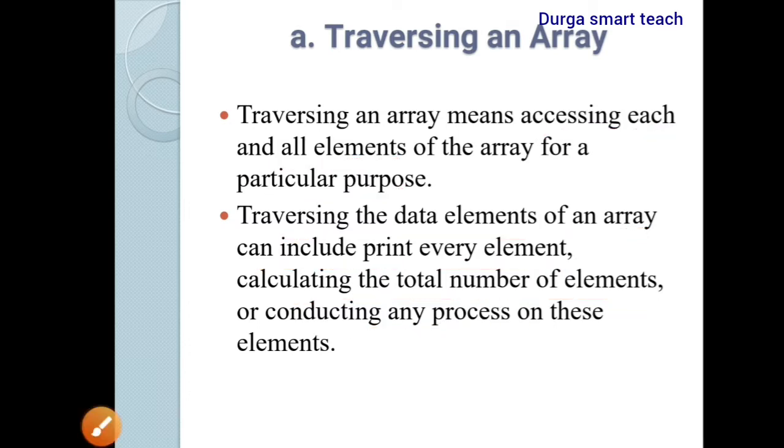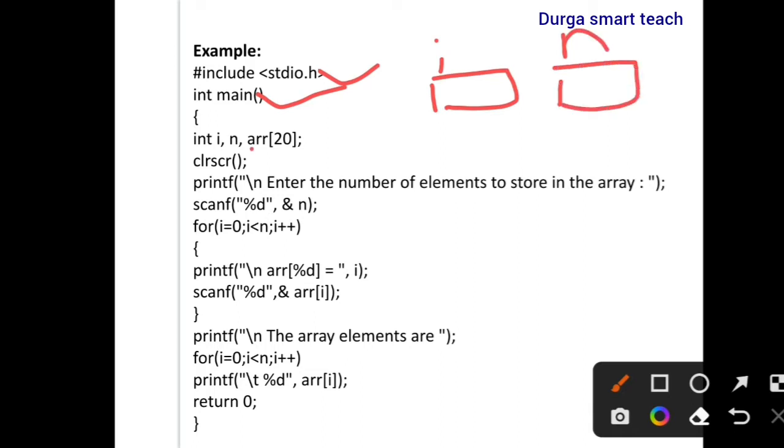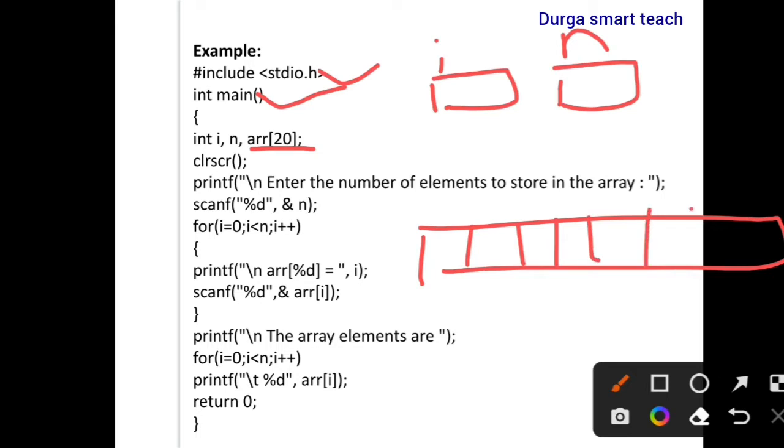Here is the example program. #include <stdio.h> is the header file, then int main. Next, int i, n. Here two variables are there, i and n. Next I am declaring one array, arr is the array name, and it allocates 20 memory locations because the size of the array is 20. Array index values start from 0 to size minus 1, that is 20 minus 1.